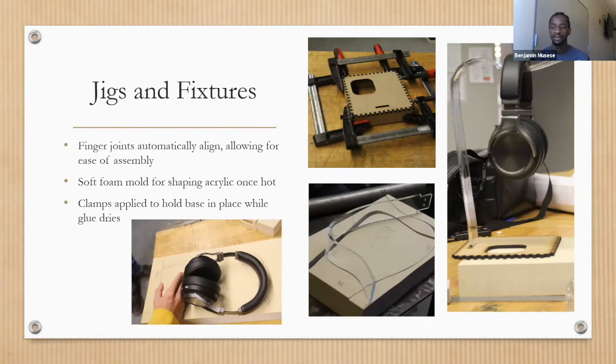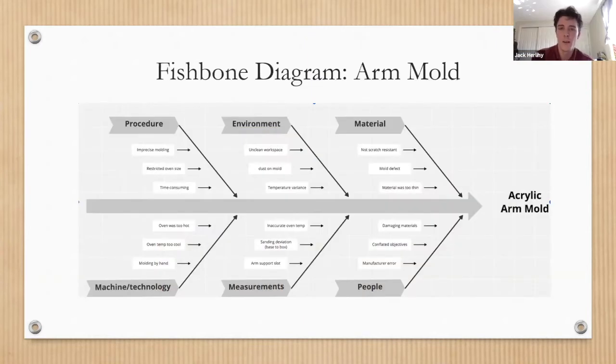This is a fishbone diagram outlining some of the challenges we faced with the acrylic arm mold. We broke it down into 6 categories: procedure, environment, material, machine technology, measurements, and people. One of the first procedure challenges was just imprecise molding because it was all done by hand. The environment we had to create these in was also challenging because any dust that would accumulate on the acrylic would stick and leave it with a poor finish.